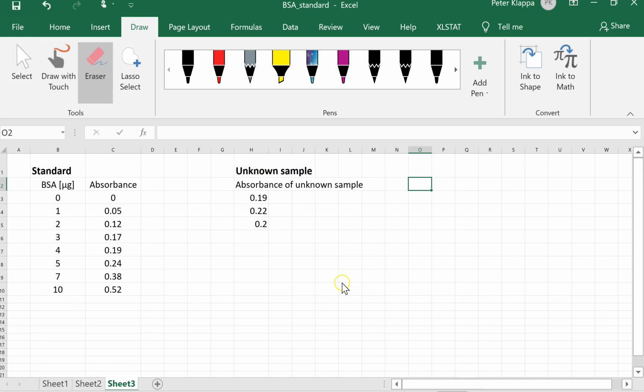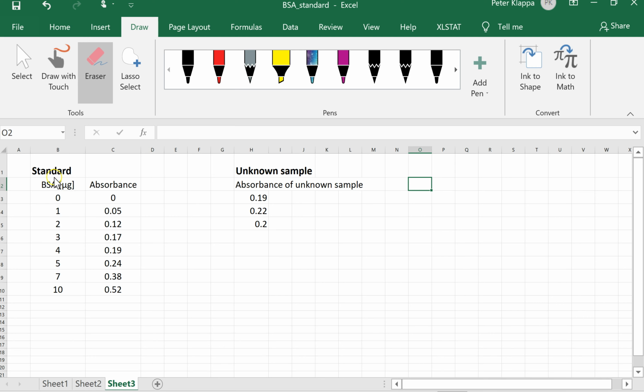Hello everybody. In this screencast I want to discuss how we can use a standard or calibration curve in order to determine the value of some unknown samples. So for example, we have an unknown protein concentration in our sample. We want to find out what this unknown concentration is.